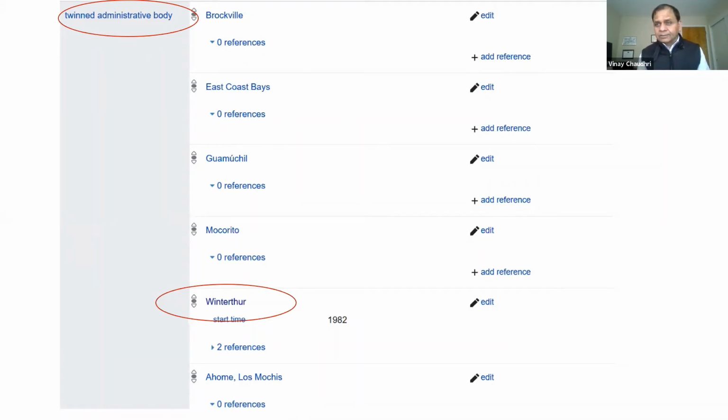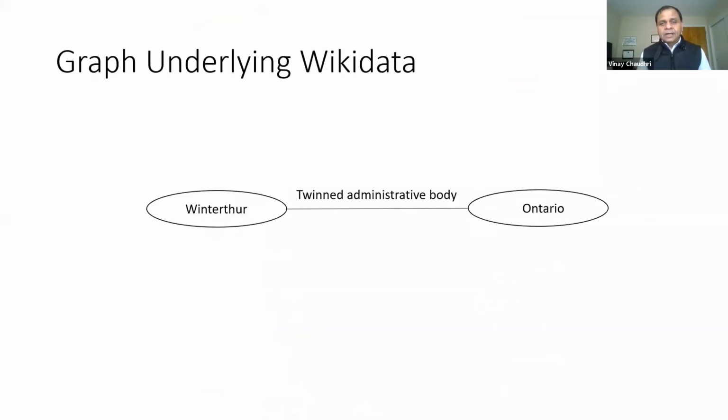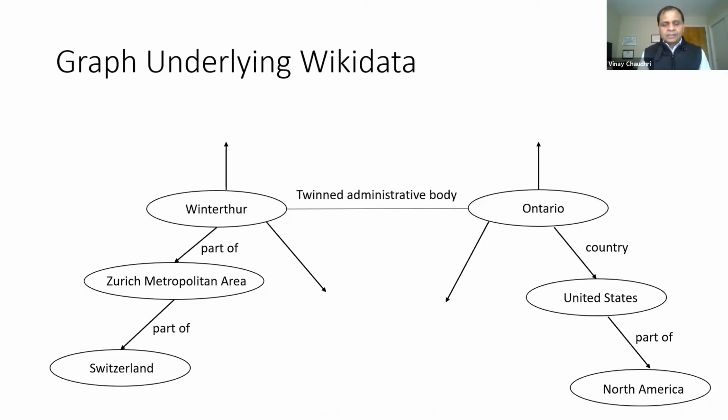Now what's really going on here? What's making this actually happen? Underneath, there is a directed labeled graph representation in which Winterthur and Ontario are nodes, and there is a link, Twinned Administrative Body, between the two. Now that by itself is not that interesting, but the more interesting fact is that both Winterthur and Ontario are connected to lots of other things. For example, Winterthur is part of the Zurich metropolitan area, which is in Switzerland. Ontario is in the United States, which is part of North America, etc.